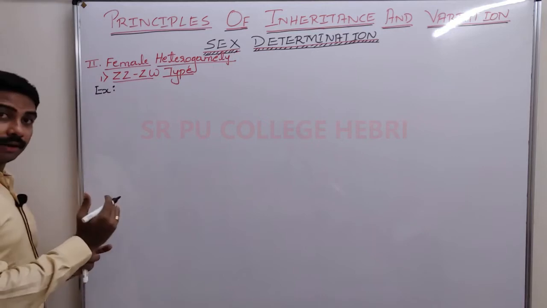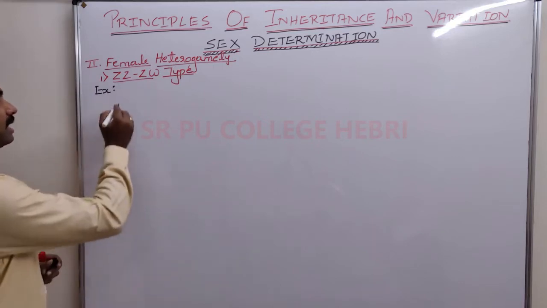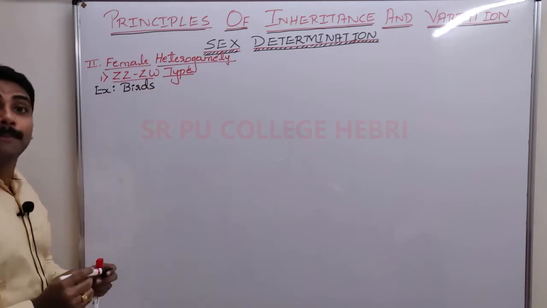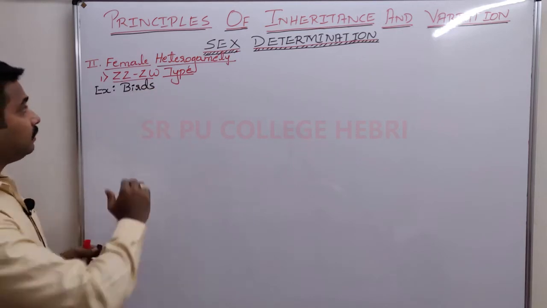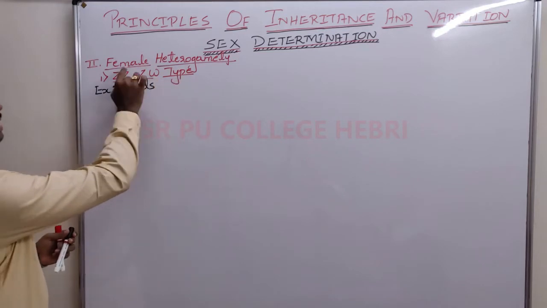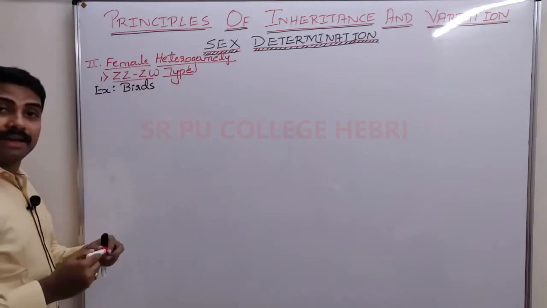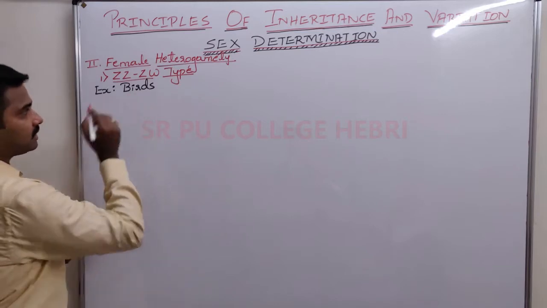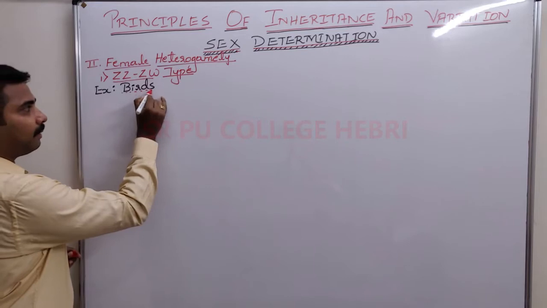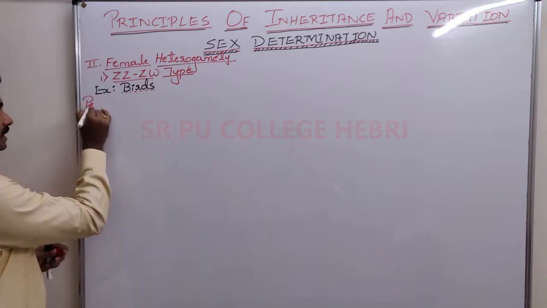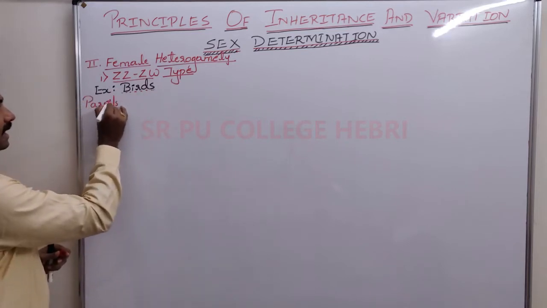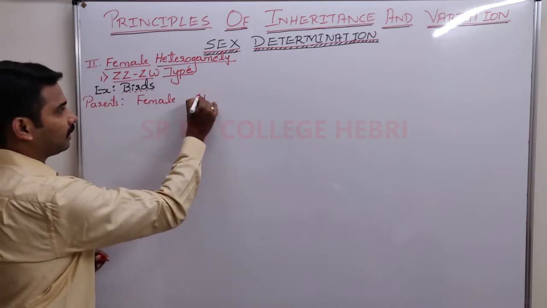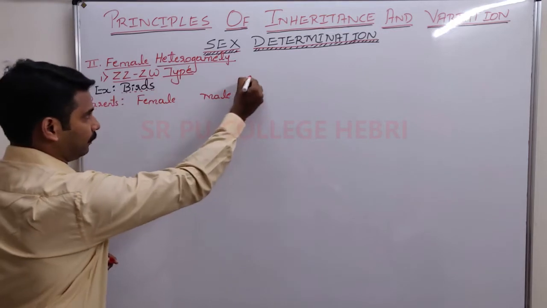Now the first question is, what is the example for this? You can write along with me. Very simple it is. The main example is what? Birds. Birds are the best example. They are known for this method. They are known for female heterogamety. Then the question is, how exactly will the sex be determined in birds? Very simple. Let us see how exactly it is. Parents, female and the male individual.